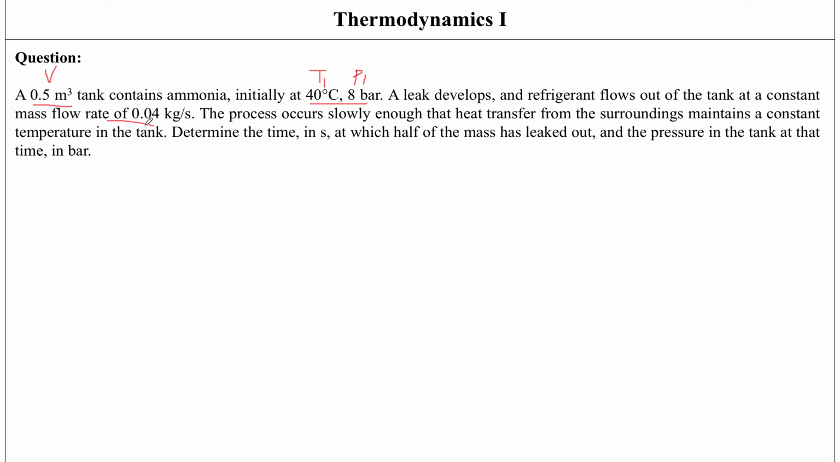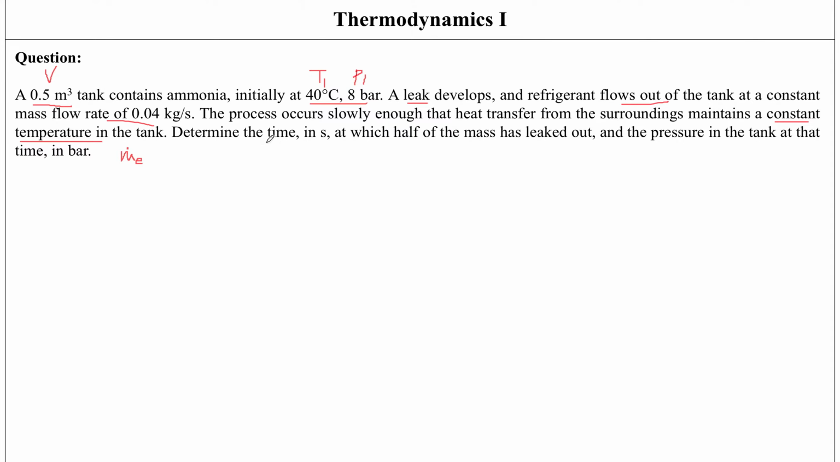And mass flow rate over here, because it's flowing out of the tank, is going to be the exit mass flow rate. If it was flowing into the tank, it would have been the inlet mass flow rate. But because it's a leakage and it's flowing out of the tank, that's why the mass flow rate is going to be m dot E for exit. And what it's telling you is that the process is going on slowly enough that you've got a constant temperature in the tank. So it's a constant temperature process. Basically, T1 is going to be equal to T2.